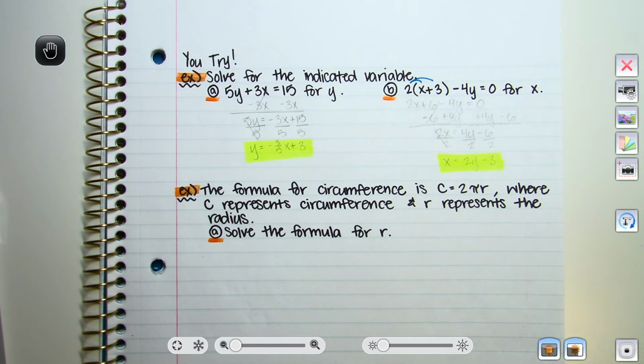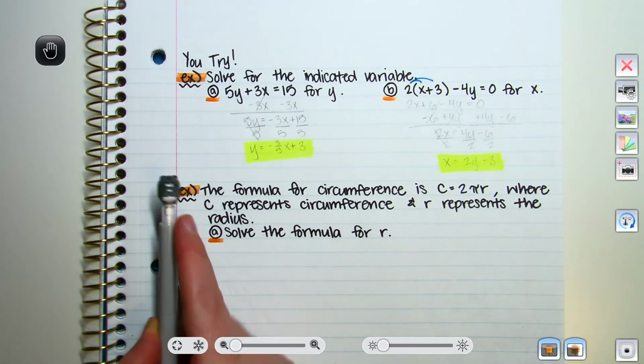Your next example is going to be an example where you can see how this applies to the real world. So we're talking about the formula of circumference. Speaking of circumference, that's something that's round.